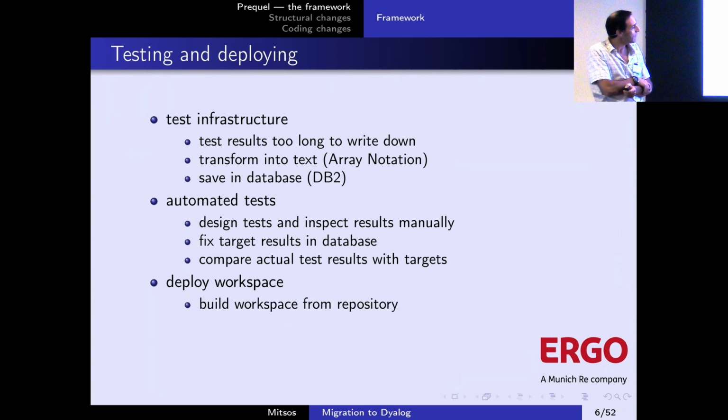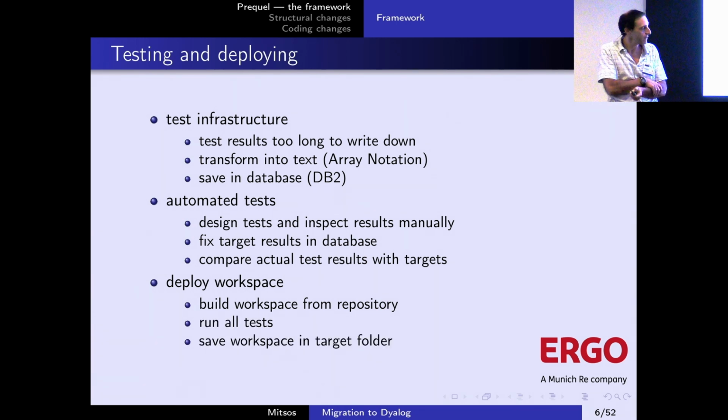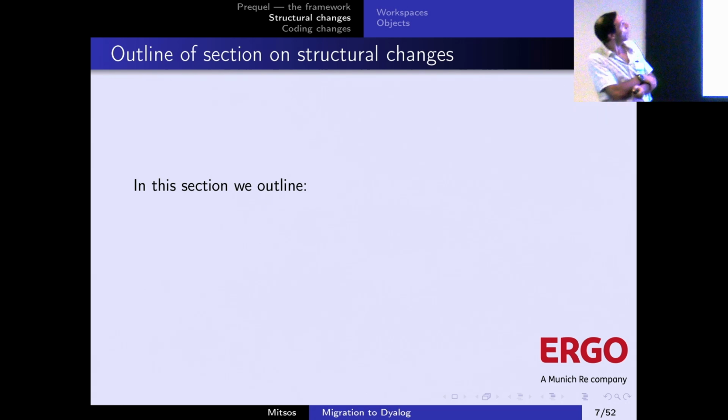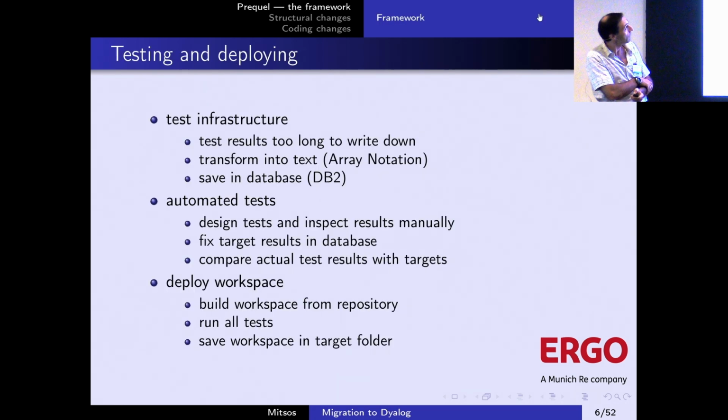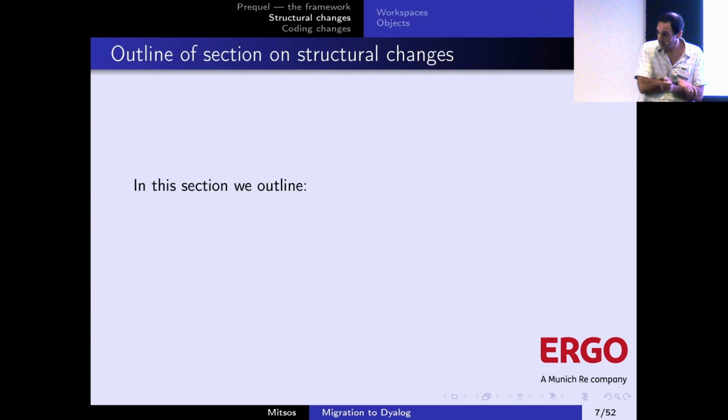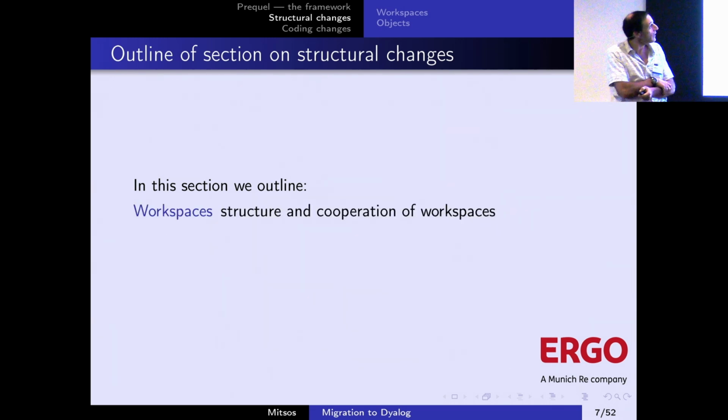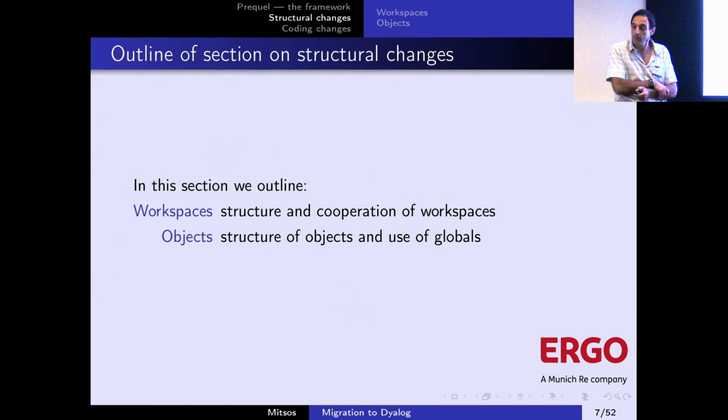Deployment of a workspace always means building the workspace from the head revision of the repository, running all tests, and then saving the workspace in a target folder. And that's the whole summary of the framework. It works well, and it's definitely better than the no framework of the APL+Win system. Coming to the structural changes, they concern high-level changes on the workspace level and changes on the object level.